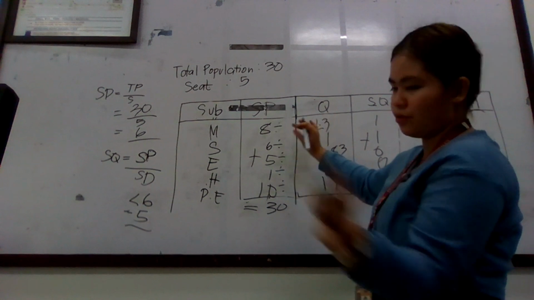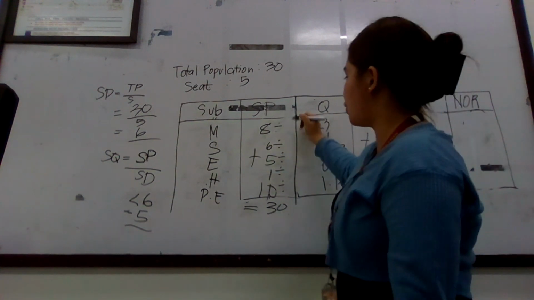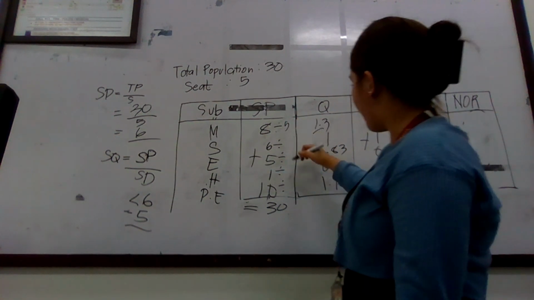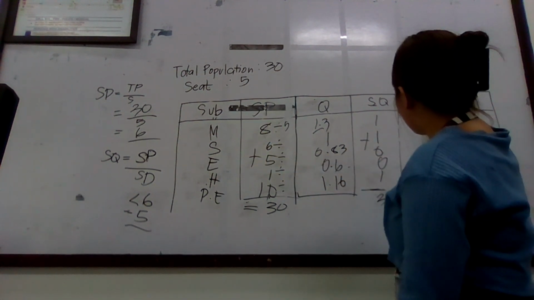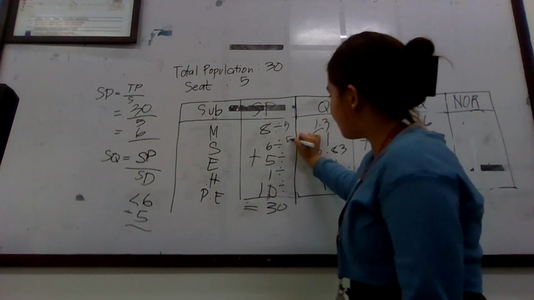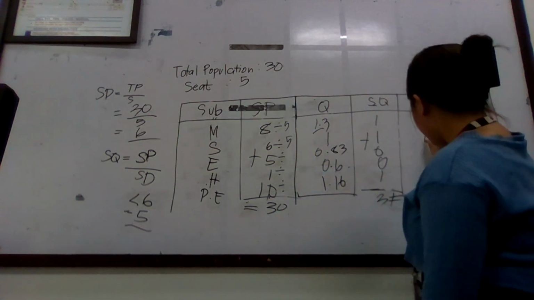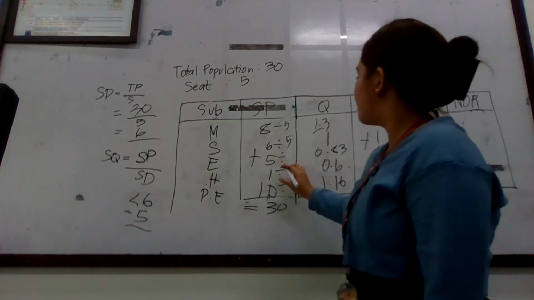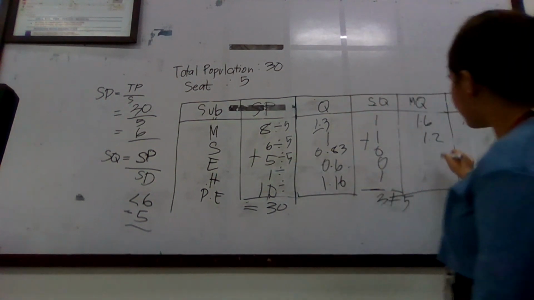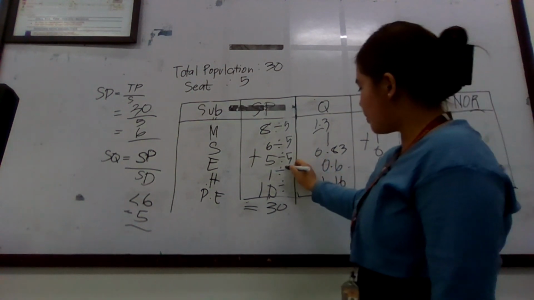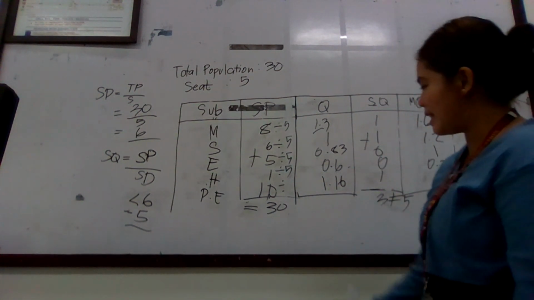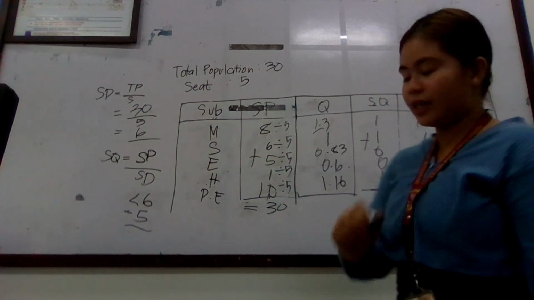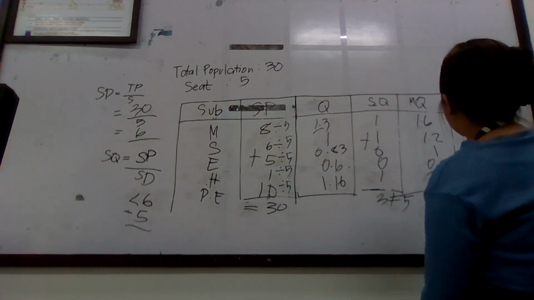Then let us divide it by the respective state population. So 8 divided by 5 will give us 1.6. This is our modified quotient. So 6 divided by 5 will give us 1.2. So 5 divided by 5 will give us 1. 1 divided by 5 will give us 0.2. And lastly, 10 divided by 5 will give us 2.